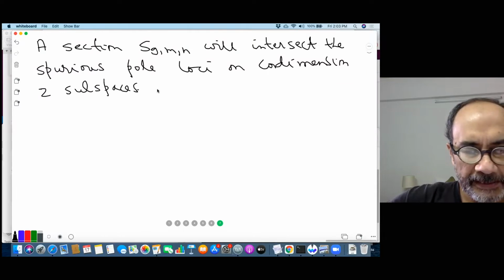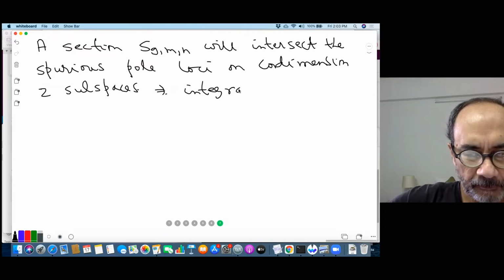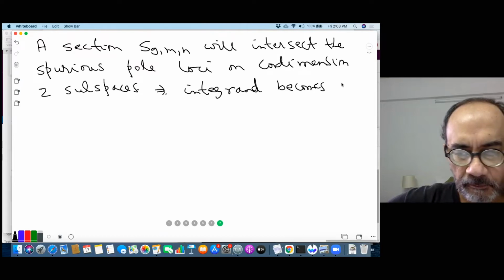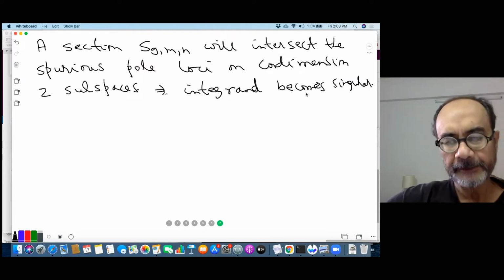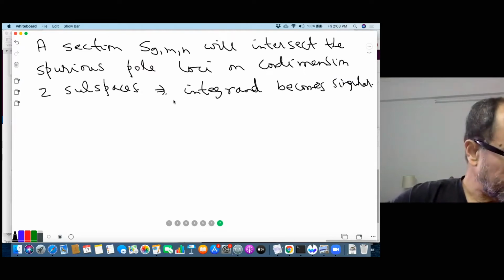Okay. So on these codimension 2 subspaces, the integrand becomes singular, and it's not clear how to integrate. Okay, it may become ambiguous, it may become infinite. So this is something you have to deal with.